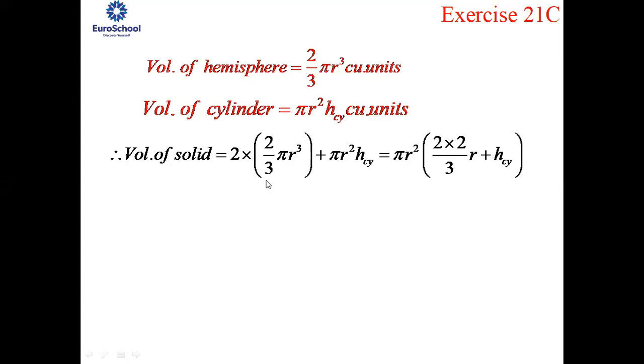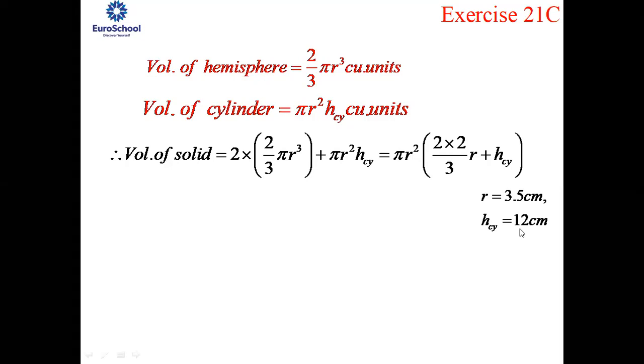Now, when you look at both these terms, pi is common, and as we have a common radius, r square is also common in both the terms. When we take that outside, you will be left with, in the first term, 4 upon 3 r plus hcy. Now it is just substitution of the values. I've given it to make it easy for you to do the calculation. So substitute r and substitute hcy so that you end up with the answer.